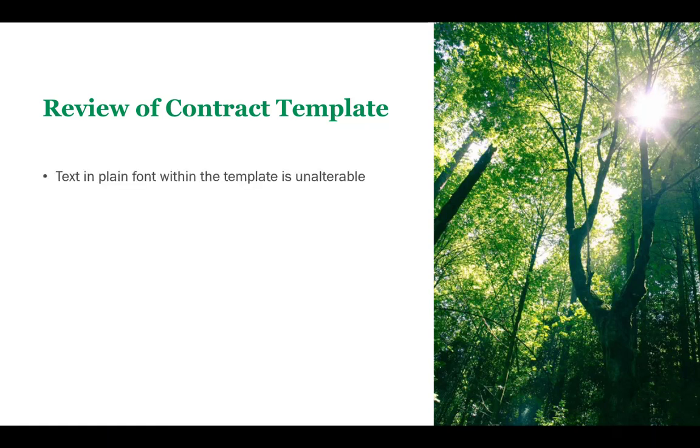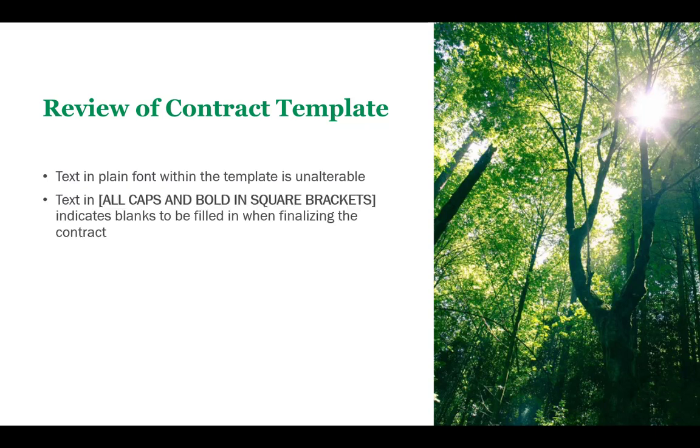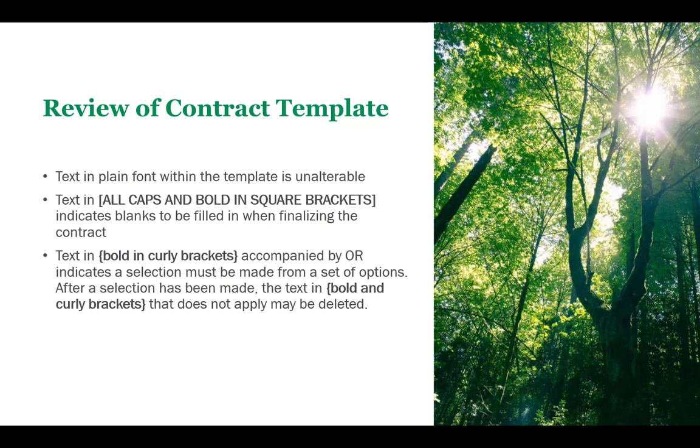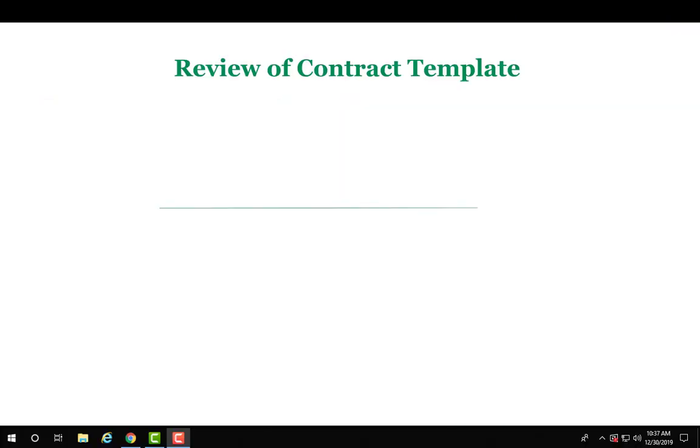Text in plain font within the template is unalterable. Text in all caps and bold in square brackets indicates blanks to be filled in when finalizing the contract. Text in bold and curly brackets accompanied by "or" indicates a selection must be made from a set of options. After a selection has been made, the text in bold and curly brackets that does not apply may be deleted. Text in bold italics is purely instructional and may be deleted. Let's review a couple of examples.